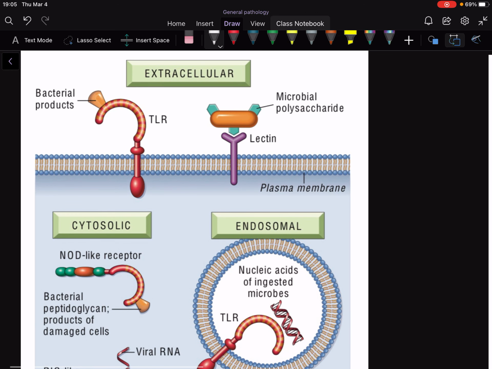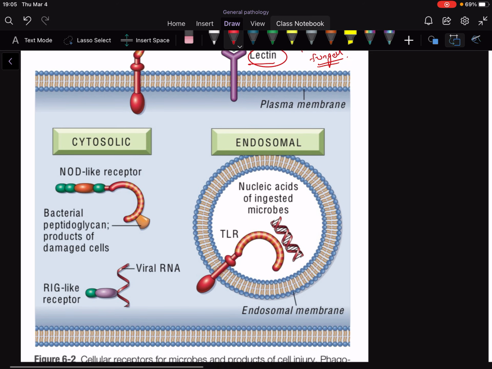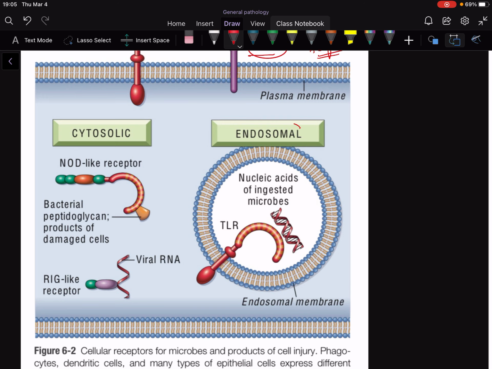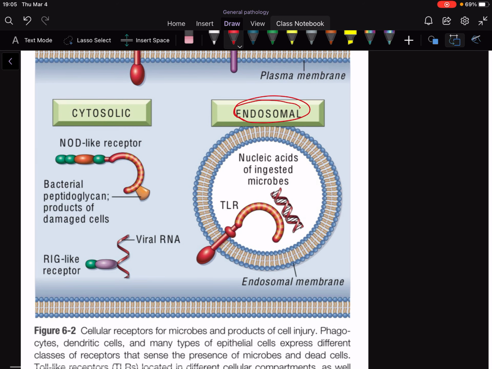Okay, so these are the toll-like receptors. As you can see, this one is the extracellular toll-like receptors, and they are activated by bacterial products. And these are C-type lectins, which are mainly present on macrophages and dendritic cells. And here the microbial polysaccharide is glycans. What glycans? They are fungal glycans. Here is the vesicle, the endosomal vesicle I told you about, and these endosomal vesicles which have toll-like receptors present on their surface are called endosomal toll-like receptors.